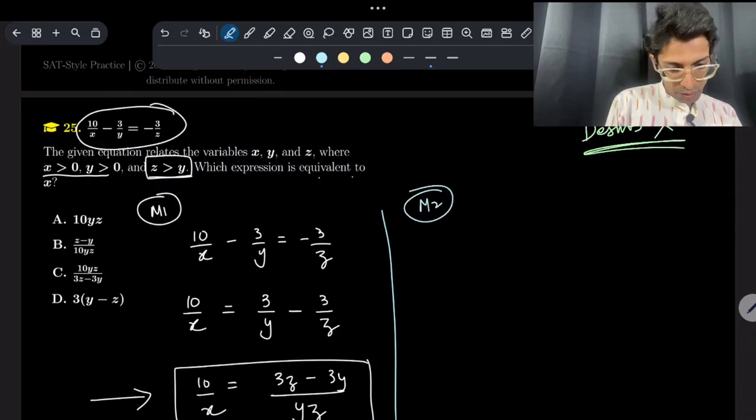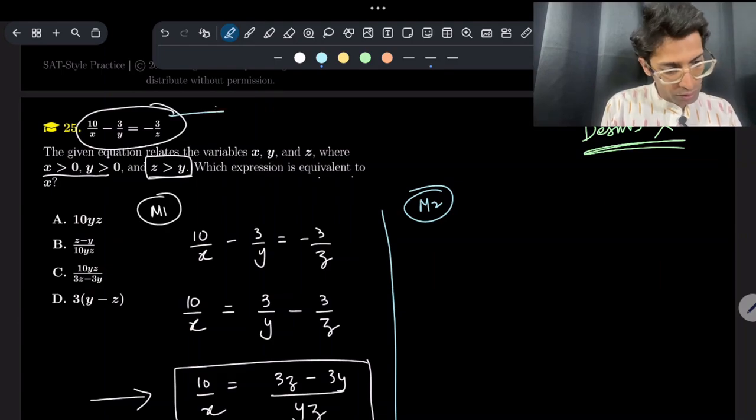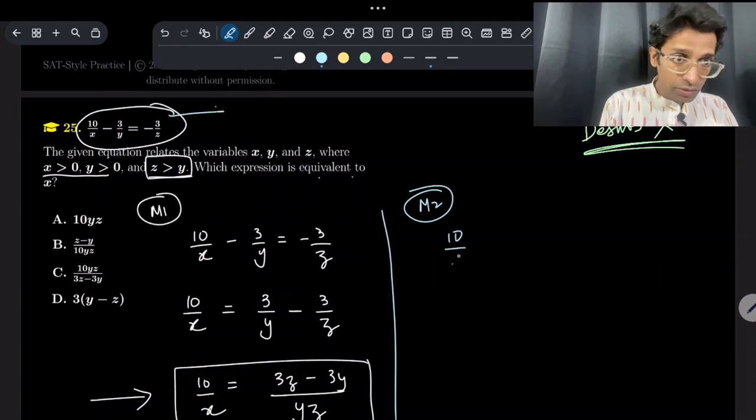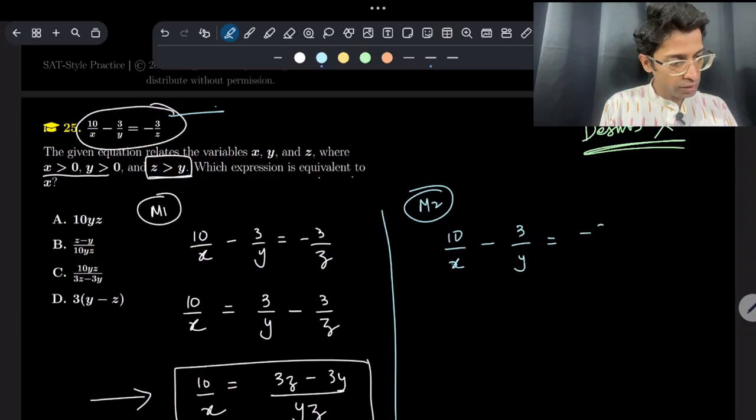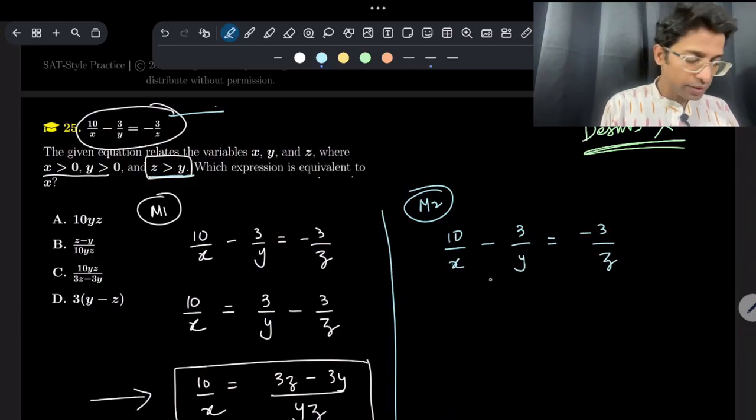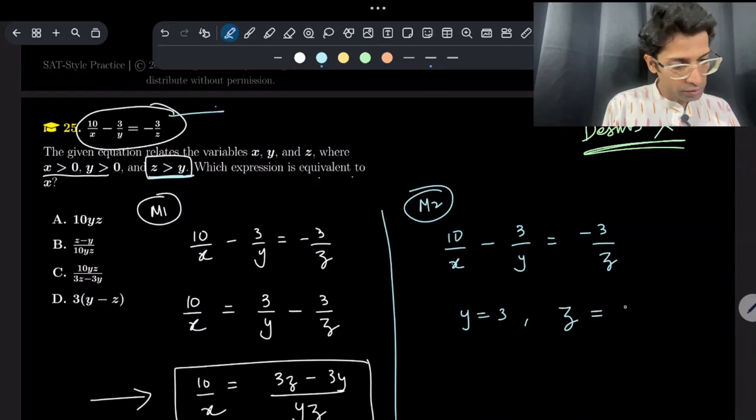Method 2 is I just need to make sure that, look at this equation. I'll write this equation again. 10 by x minus 3 by y is equal to minus 3 by z. Okay, now z is greater than y. He's asking me to find the value of x. So what I'm going to do is substitute, say, y equal to 3 and z equal to, because z is greater than y, I'll substitute this as 6.